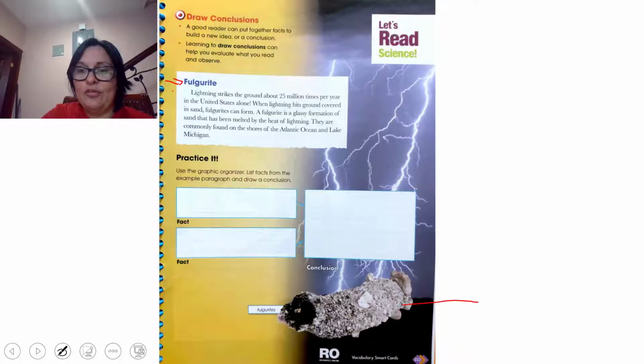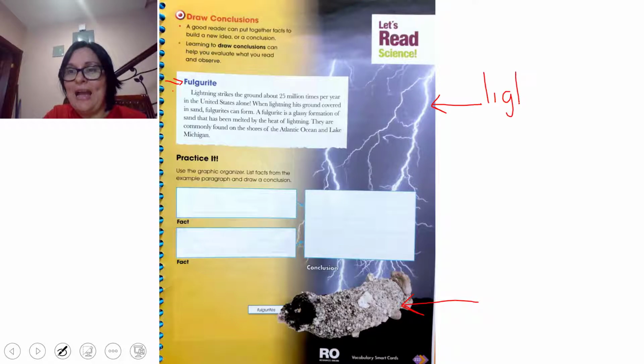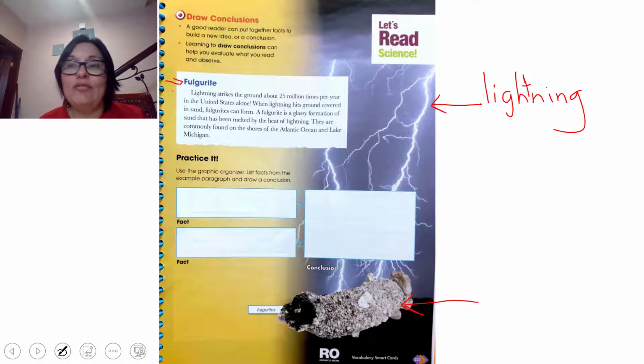This one is a fulgurite. Look. And another word that I want you to know is this. What is this? It's a lightning. A lightning. Okay? It is the light that we see when we listen to a thunderstorm, a thunder, okay? In a thunderstorm. So let's read fulgurite.